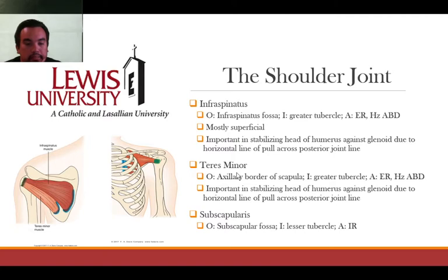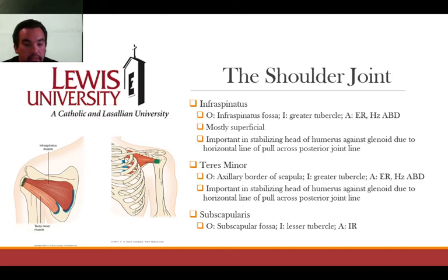So then we have the teres minor, which is the little guy right underneath it, right there. It's a little more superficial than the teres major, and thus it's a little easier to palpate. It originates at the axillary border of the scapula. It inserts at the greater tubercle, and it is responsible for external rotation and horizontal abduction. It's important in stabilizing the head of the humerus again, just like the infraspinatus, with that line of pull there.